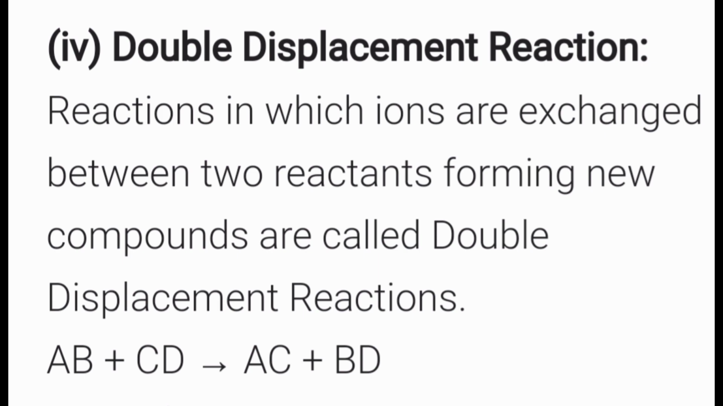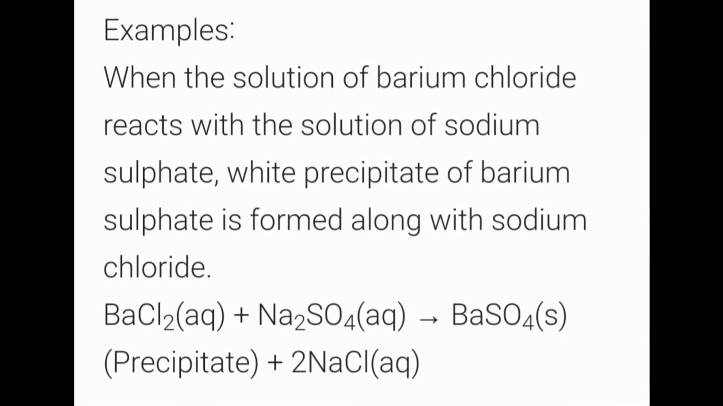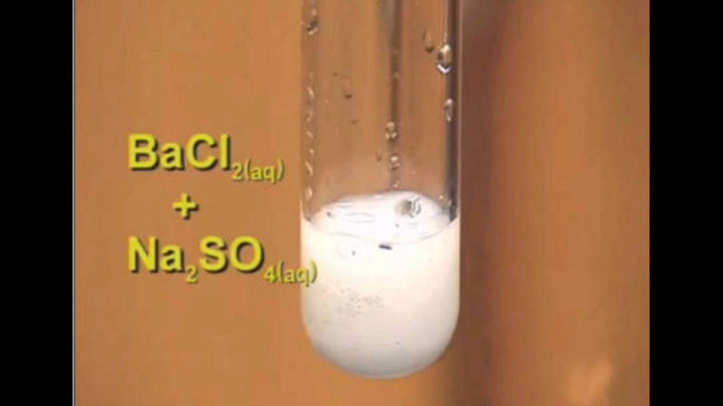Double displacement reaction. Reactions in which ions are exchanged between two reactants forming new compounds are called double displacement reactions. Here is a simple example. When a solution of barium chloride reacts with a solution of sodium sulphate, a white precipitate of barium sulphate is formed along with sodium chloride. Here you can see the reaction, and here you can see the precipitate of barium sulphate.